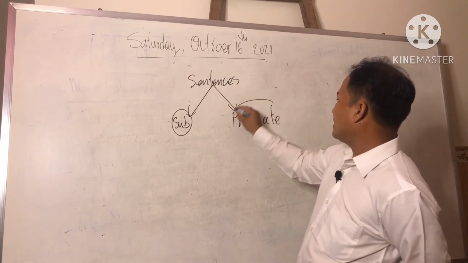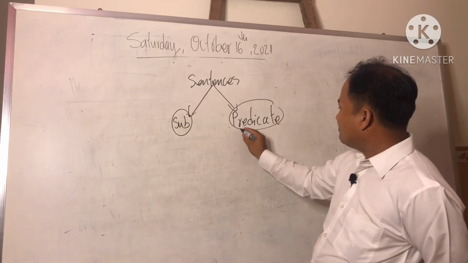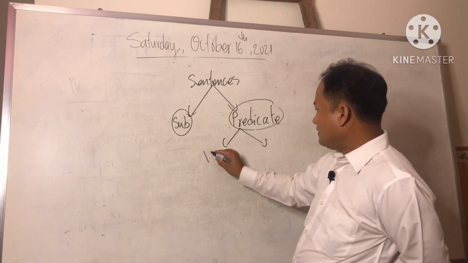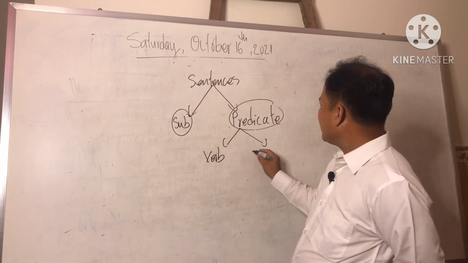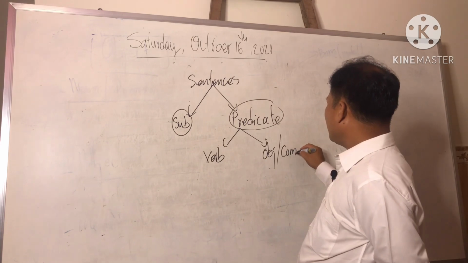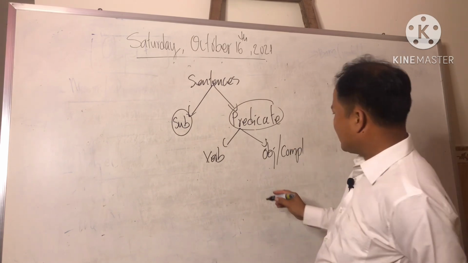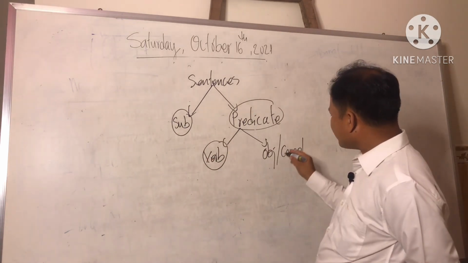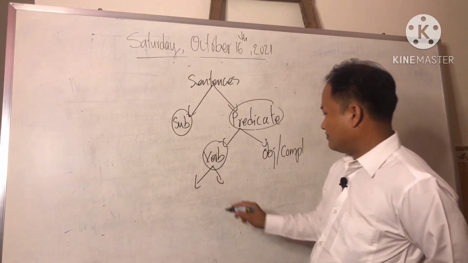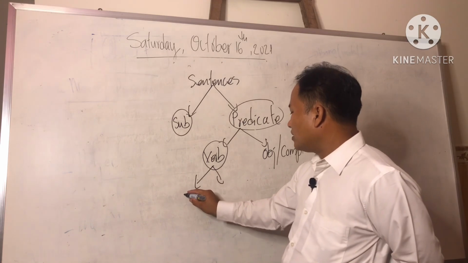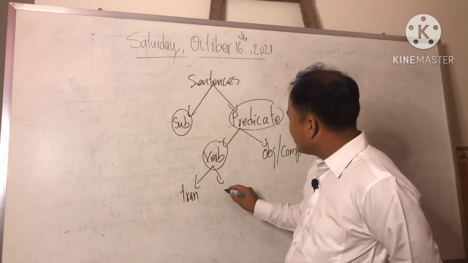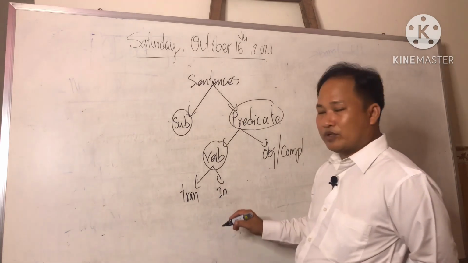In the predicate we divide into parts: verb and object or complement. So the verb we can divide into parts more, right? One we call transitive verb, and two, intransitive verb.